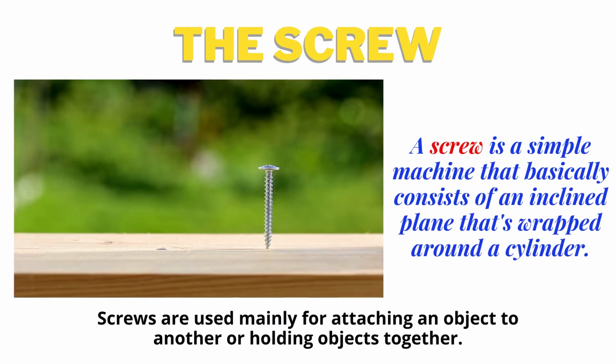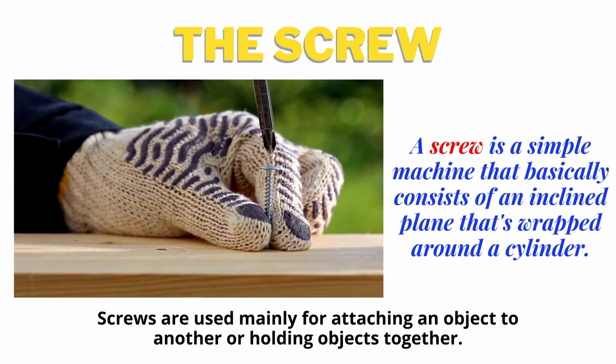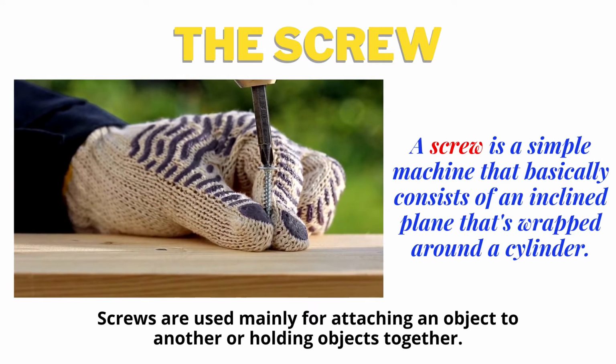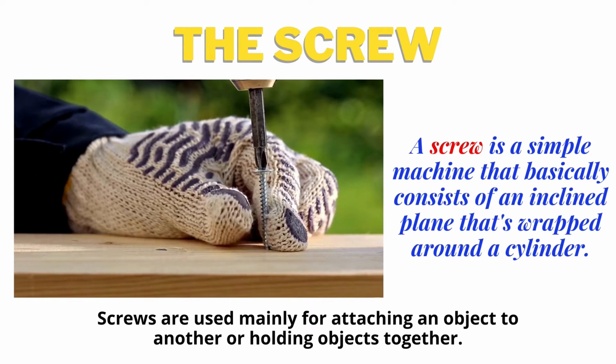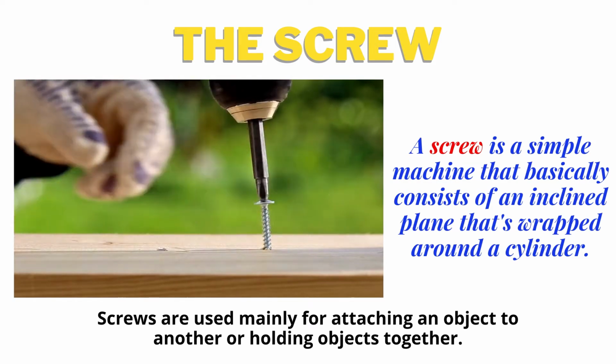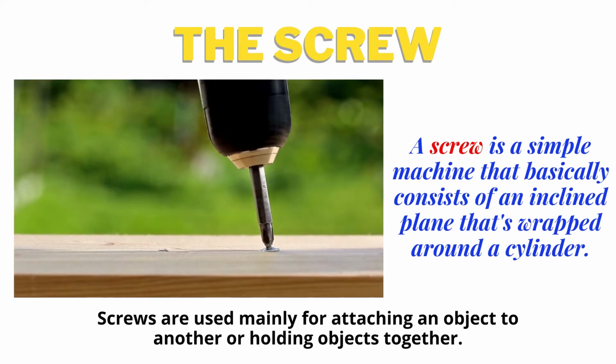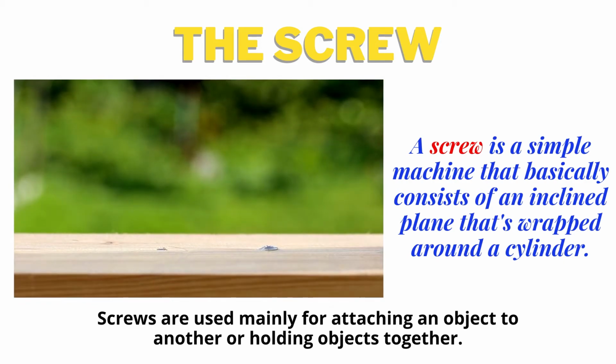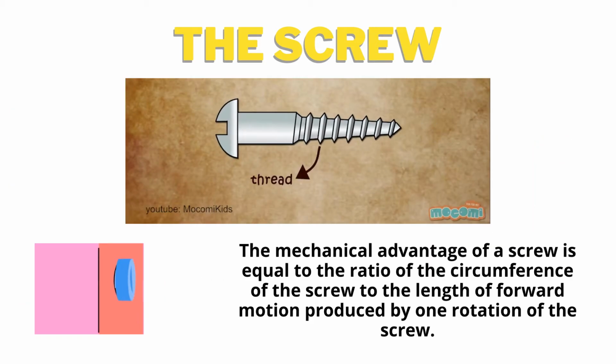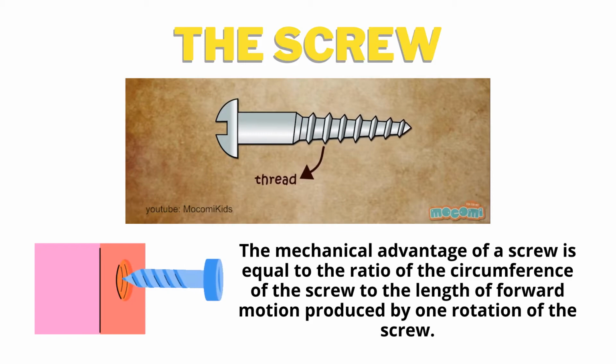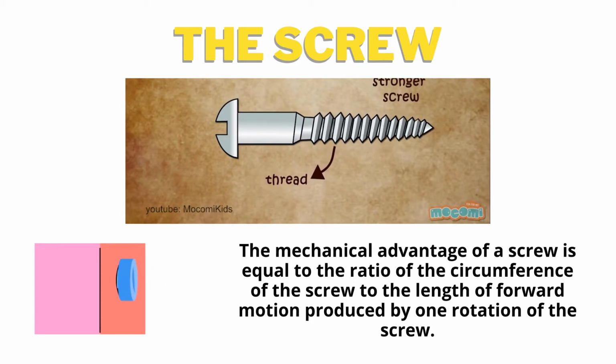The screw. A screw is a simple machine that basically consists of an inclined plane that's wrapped around a cylinder. The screw converts rotational or circular motion into motion that follows the screw's axis, or axial motion. A screw makes work easier by producing an axial output force that's greater than the rotational input force.